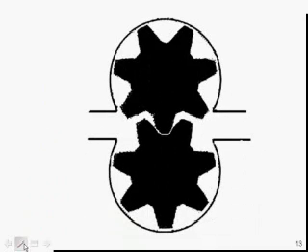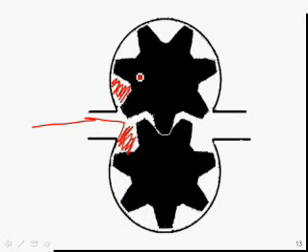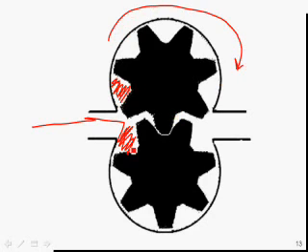Hydraulic fluid. Let's change colors here. Hydraulic fluid comes in and it gets filled in these cavities. This gear rotates around in this direction.